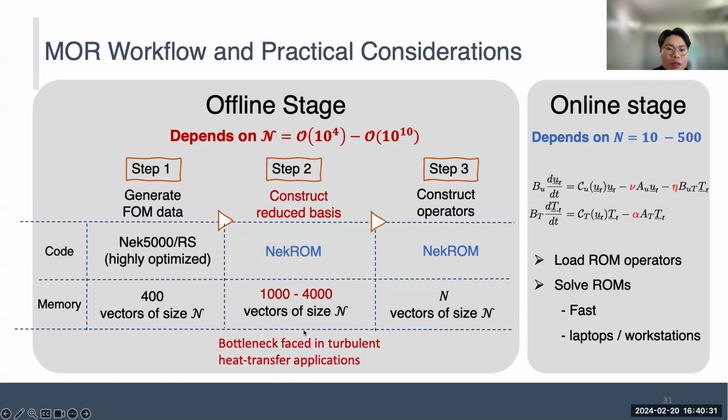And step 3, where we construct operators, is less intense and normally just requires capital N vectors of size billions. As our project started 5 years ago, we didn't realize this second step bottleneck, and for the past 2 years we were struggling at this stage. So I just want to bring this up to you. If you're applying reduced order models to turbulent flows, this is definitely something you might need to keep in mind.